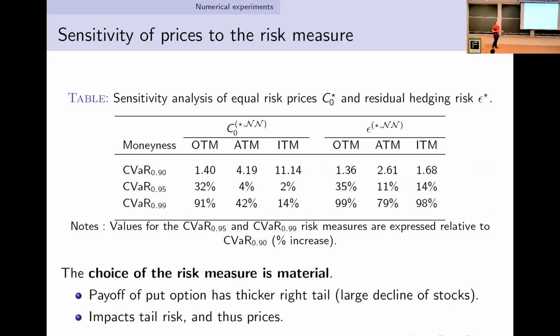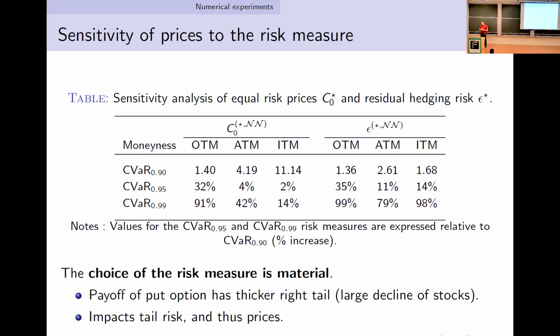For at the money, in the money, in relative terms, it's less sensitive because the denominator, I'd say, is larger. But we see that the choice of risk measure can be quite impactful. And the reason for that is that if you look at an option payoff, the tail of the hedging loss for both positions has a different profile.